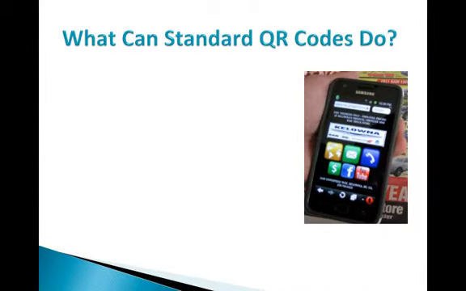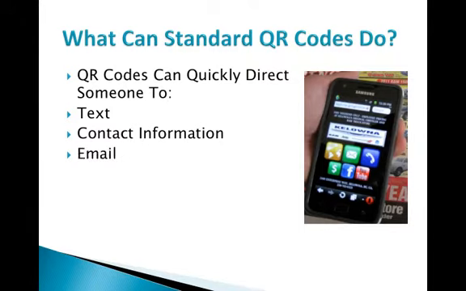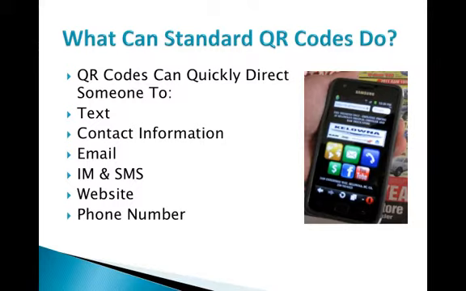So what can the standard QR codes do? They can connect a person equipped with a camera phone or a smartphone and a QR reader app software like ScanLife or Enigma, not only to text, contact information, email, instant message and SMS, a website, a phone number, and many other applications that we're having developed right now for EasyWeb Business.